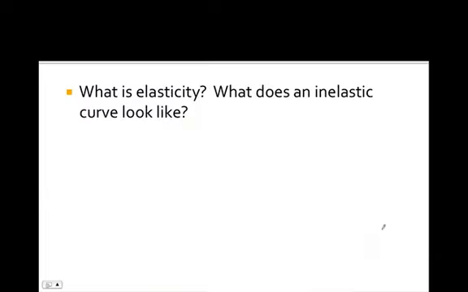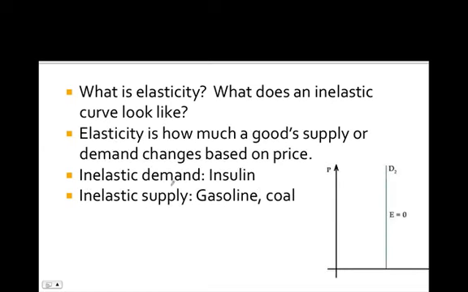What is elasticity? What does an inelastic curve look like? So take a moment and draw these out if you can remember. Elasticity talks about how much a good's supply or demand changes based on price. So if a good is elastic, it's going to look like a regular demand curve or a regular supply curve. And that means that when price changes, the amount demanded changes. If it's perfectly elastic, it would look straight out like this.